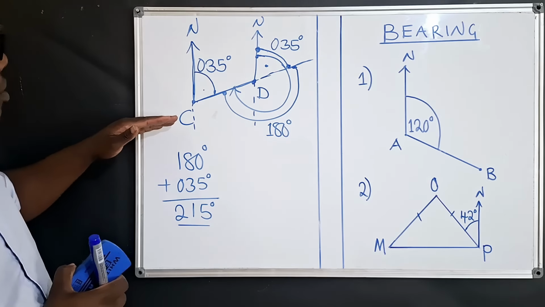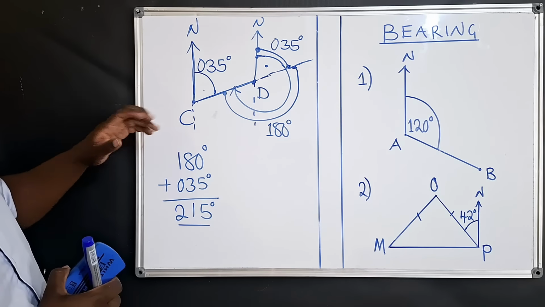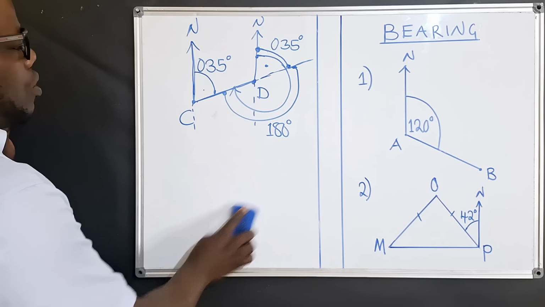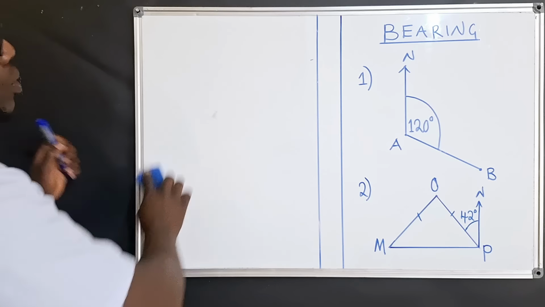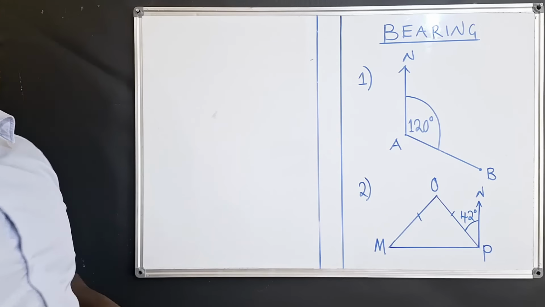Now look at this. What is important is to identify the point. Where I said you always go to where they're saying from. So they said from D, go to point D, do your north, and then start moving like that up until you touch the letters which I mentioned, C and D. Okay, are you following? So that's it. Now, since we've gotten this idea, I want us to discuss question 1 and question 2.